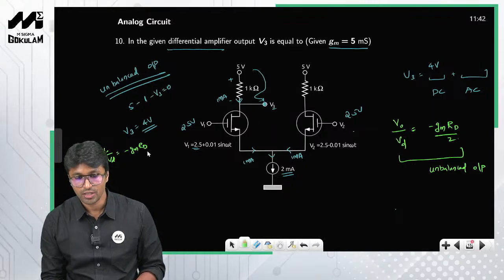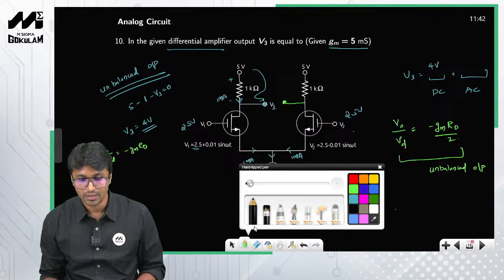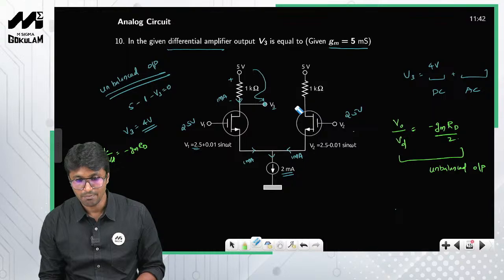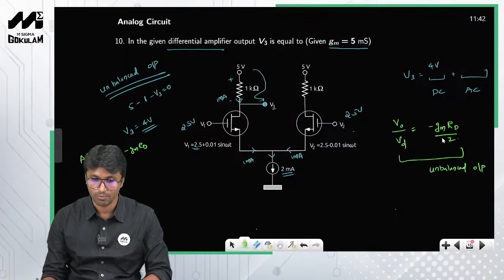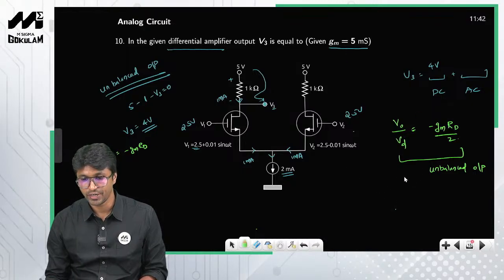So listen, what is a balanced output? If the output is taken like this, then that is balanced output. Here the output is taken from one node, so this is the unbalanced case, so we need to use this particular formula. Okay, now look at this one. Gm is given to you and Rd is also given to you. V naught is equal to V3.